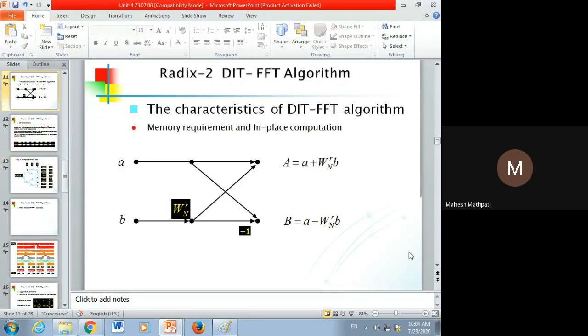This is called in place computations. Full stop. The advantage of in place computation is that it reduces memory requirement. Hope you all have understood what is memory requirement and in place computation.